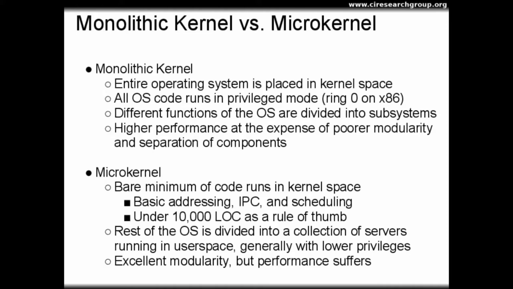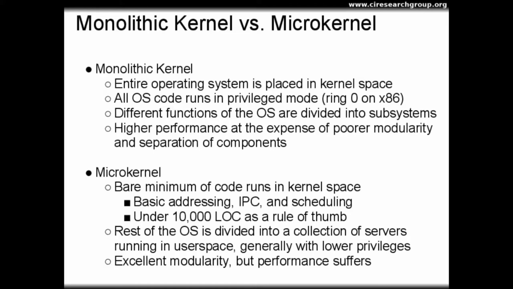The opposite of this, the RC4000 style kernel, is what we now call a microkernel. And a microkernel basically contains the bare minimum of code that's necessary in order to implement basic addressing, inter-process communications, and scheduling. This basic amount of code runs in kernel space, and everything else runs in user space, often with lower privileges. As a general rule of thumb, microkernels contain less than 10,000 lines of code.